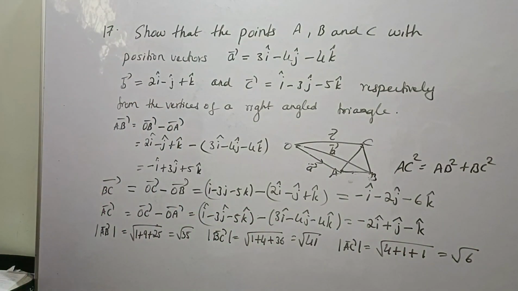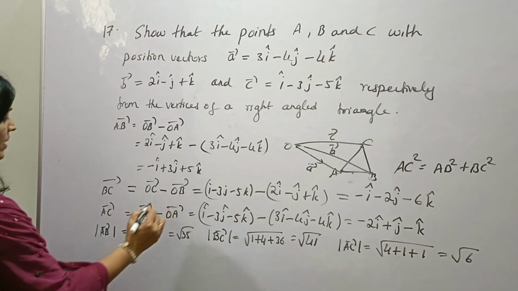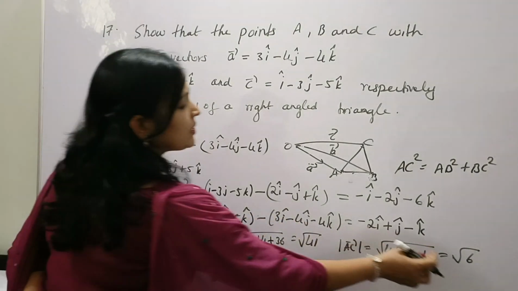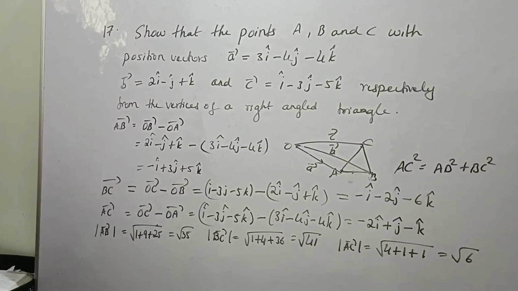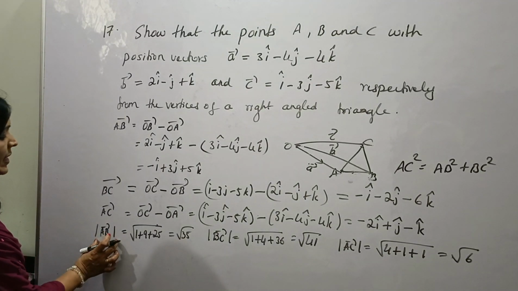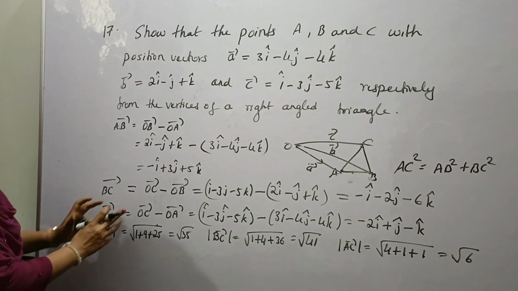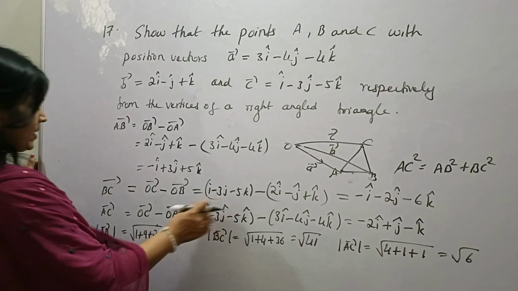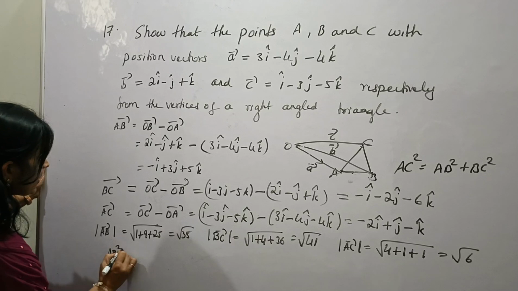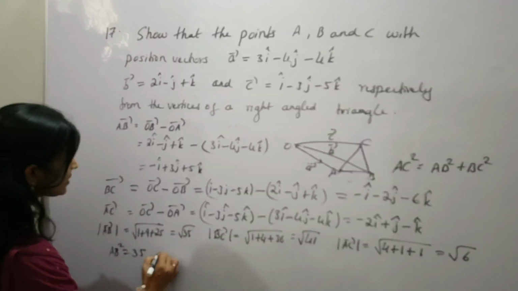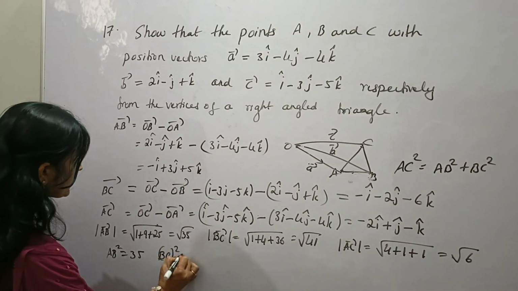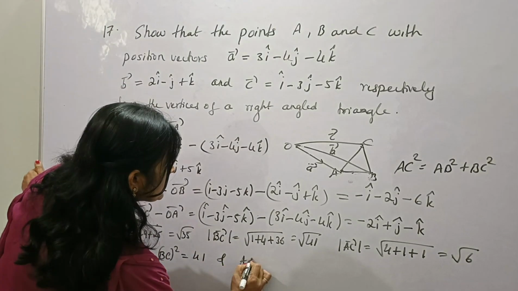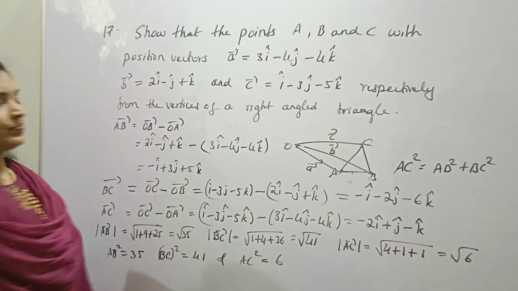Okay. Now here, see, we can write the modulus: it is root 35 and root 6. So here, what is AB square? That means the square of this length. Okay, that is AB whole square. Means here AB square is equal to 35, BC square is equal to 41, and AC square is equal to 6.